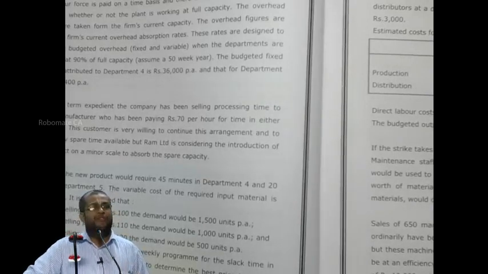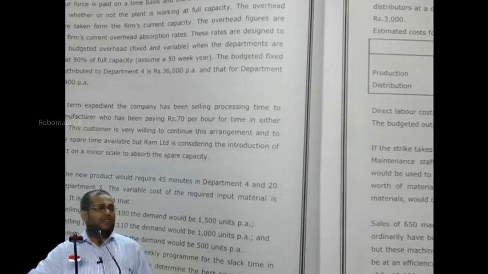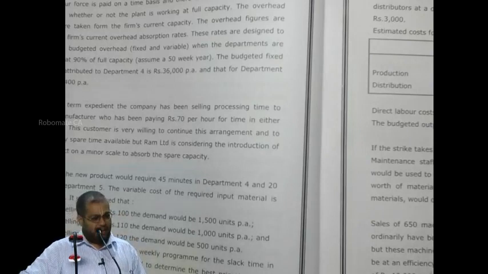Total approach means: before strike there was a profit, after strike there is a profit. The difference is called the incremental profit, obviously. Can I start or not?